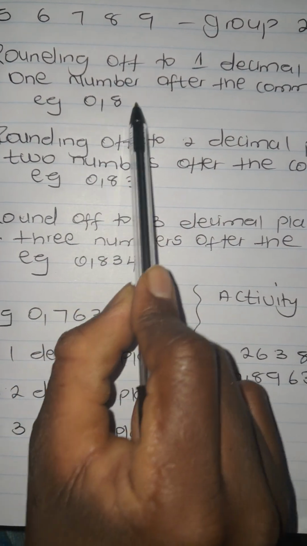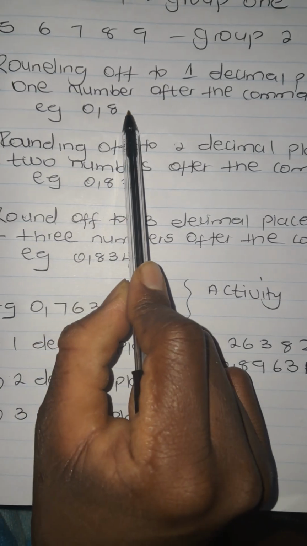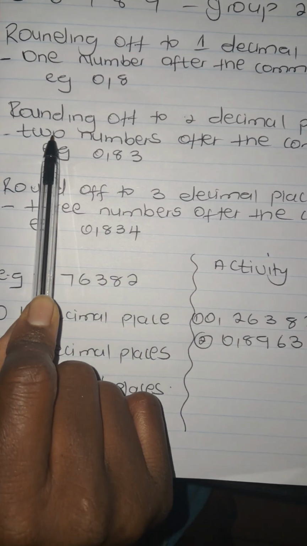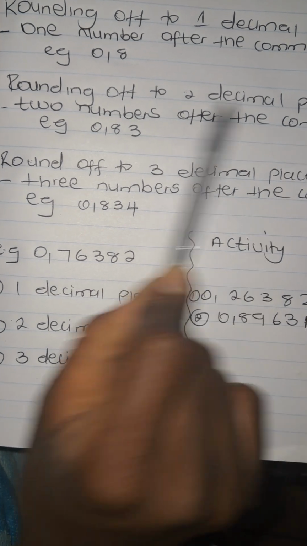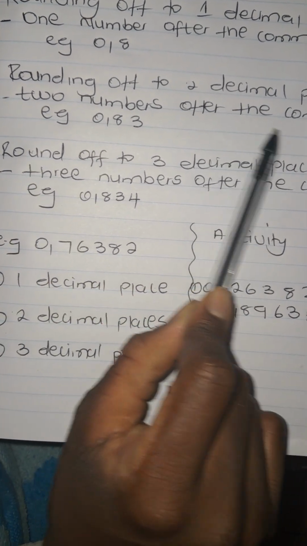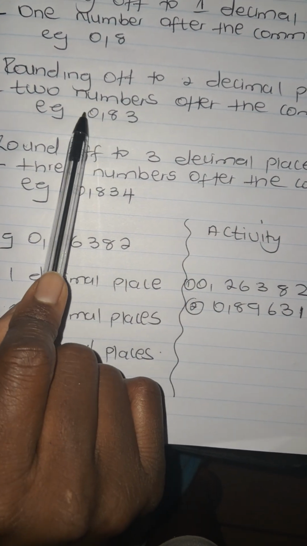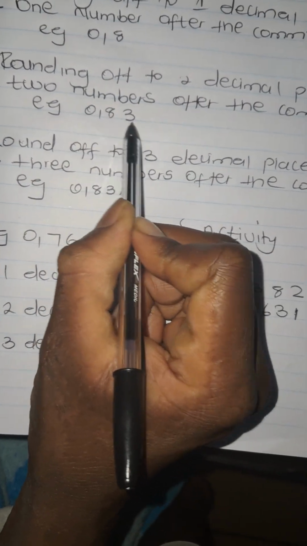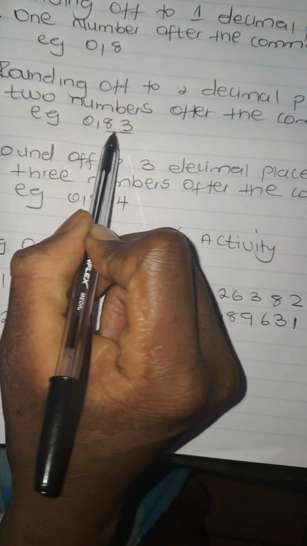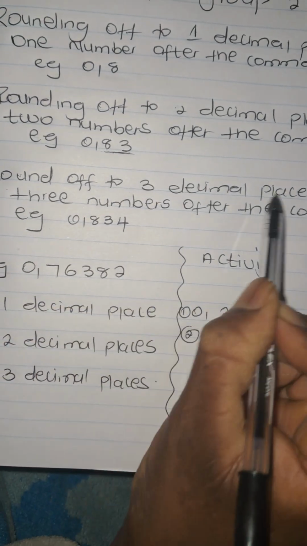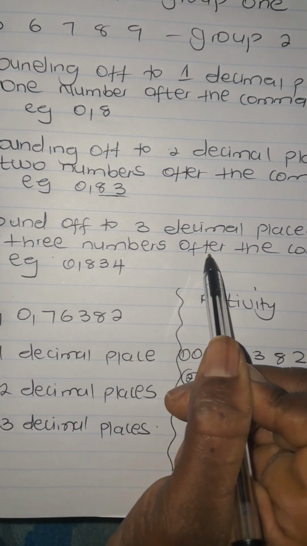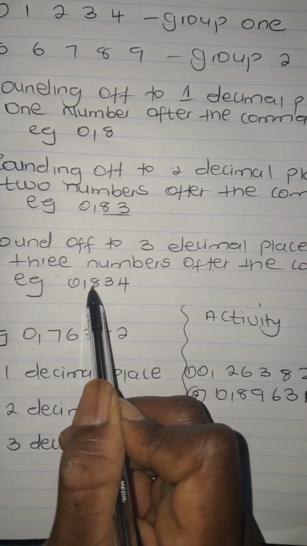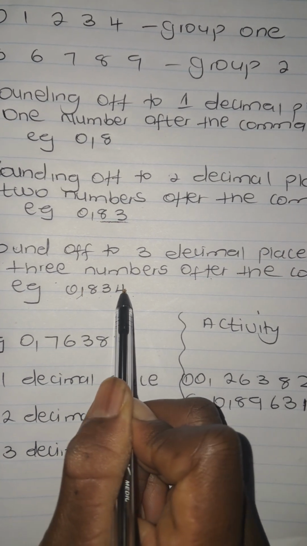For example, you will see your decimal number written as 0.8, because 8 is the only number after your comma. Rounding off to two decimal places, it's two numbers after the comma. So when we look at your answer, we need to see 0.83, for example. So 0.83 means I only have two numbers after my comma. Rounding off to three decimal places means three numbers after the comma. For example, 0.834. I see after my comma, I see three numbers.